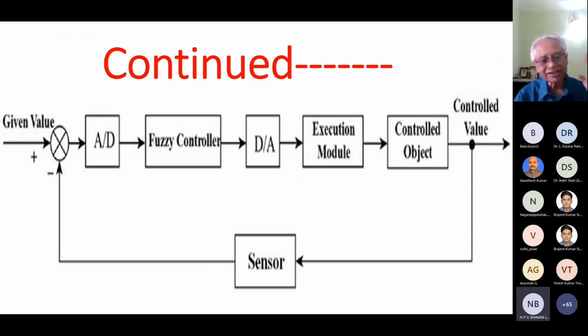When you have an analog system, an A to D converter is there, that will go to the fuzzy controller, because the fuzzy controller only works on digital signals. Then from there you have to convert it again into analog, which will go to an execution model, which could be a valve, or anything that works on analog signals only, and that will go to the control object. Of course there is a feedback which goes to the sensor, and it is corrected there in finding out the error.